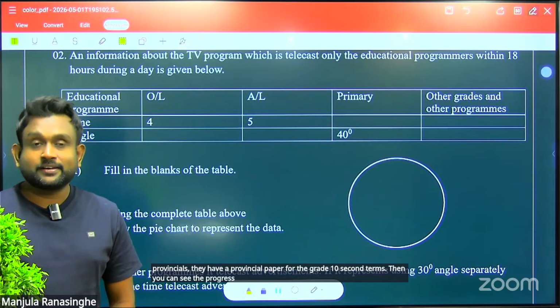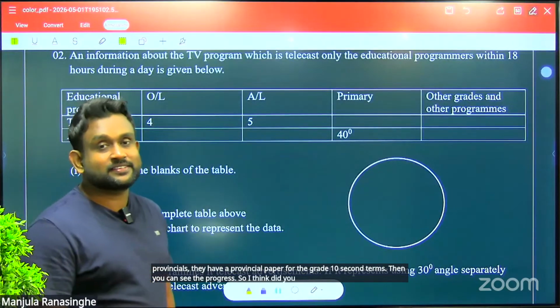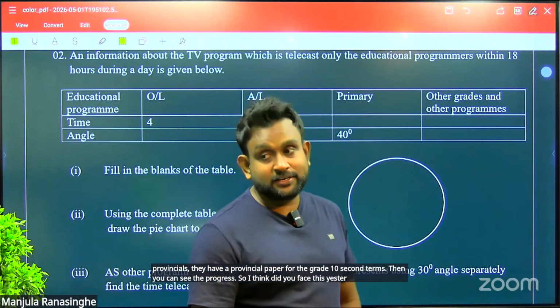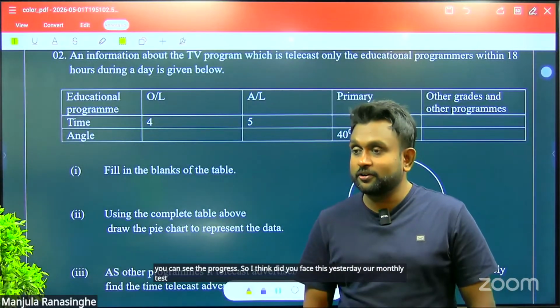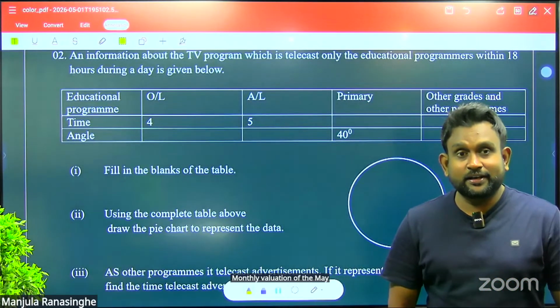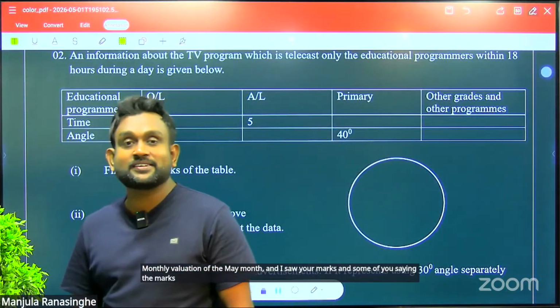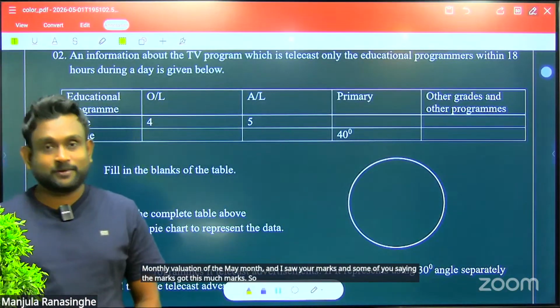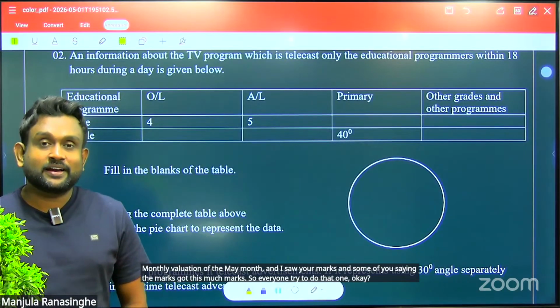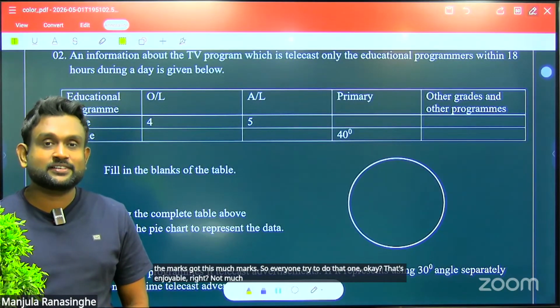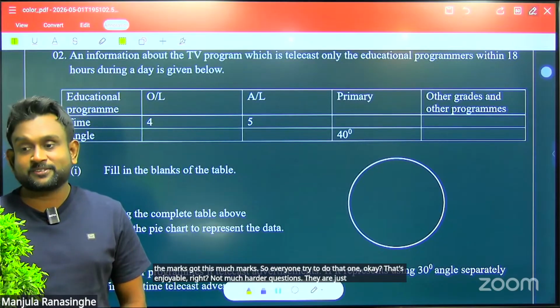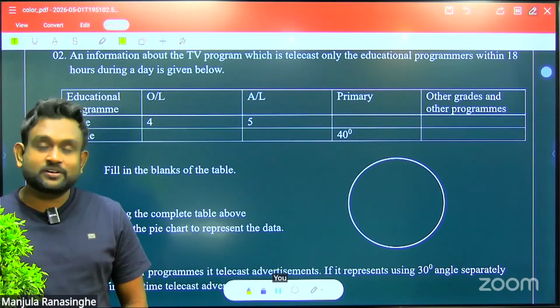Okay, so I think you faced this yesterday, our monthly evaluation of the May month, and I saw your marks, and some of you sent the marks you got. So everyone try to do that one. Okay, that's enjoyable, right? Not much harder questions. They are just multiple choice based questions. You can see your progress in each month.